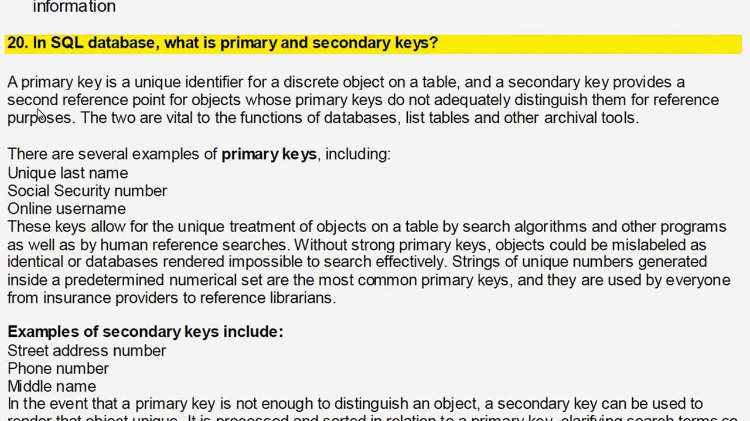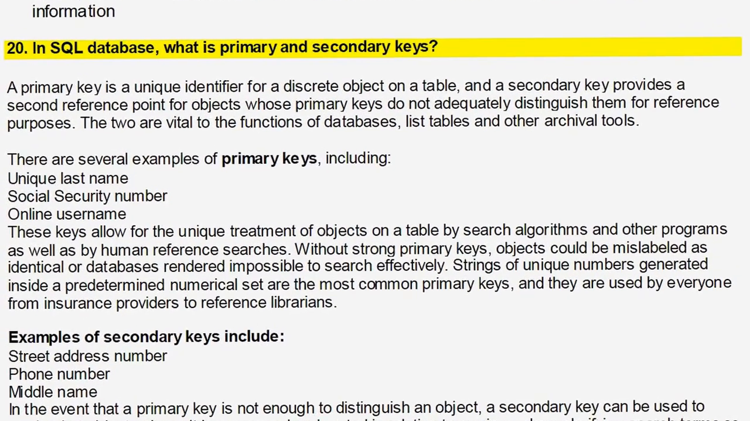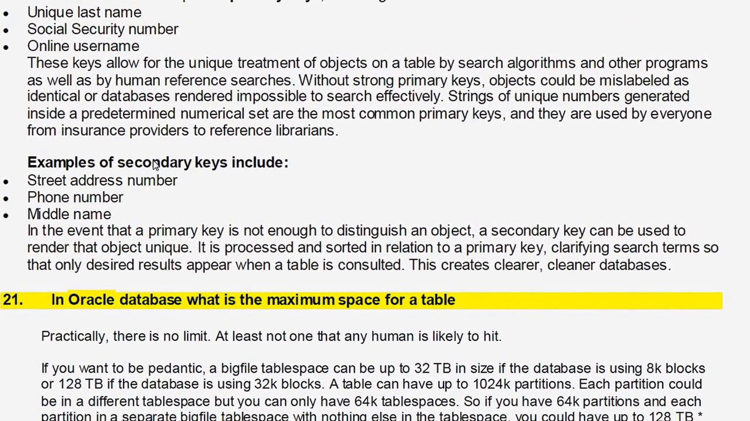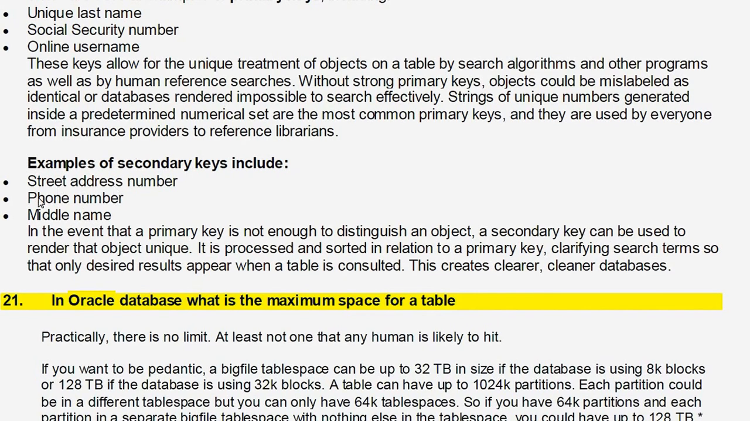So if we consider a primary key for a person, maybe it is their social security number, their online username, or their unique name, and these parameters are considered for a primary key, and the social security number or online username can be used to uniquely identify a discrete identity. And for a secondary key, we can consider various columns of tables such as address, phone number, and middle name. In that event, a secondary key is considered if the primary key is not enough to distinguish an object, so a secondary key is created to make the object unique.